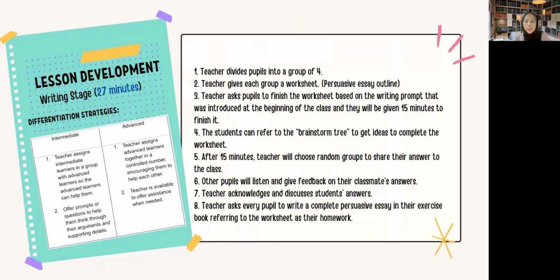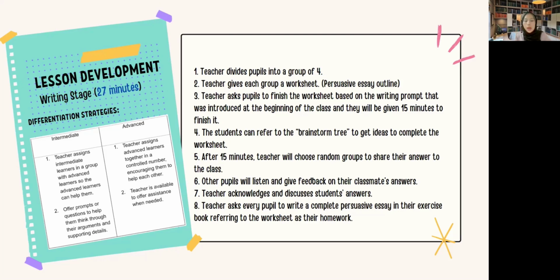Then after that, the teacher will choose random groups to share their answers with the class. As for the other students, they will listen and give feedback on their classmates' answers. This is basically to create a supportive learning environment where students can learn from each other. Then the teacher is going to acknowledge and discuss students' answers to validate students' effort and provide additional guidance so they know if they did it correctly or not.